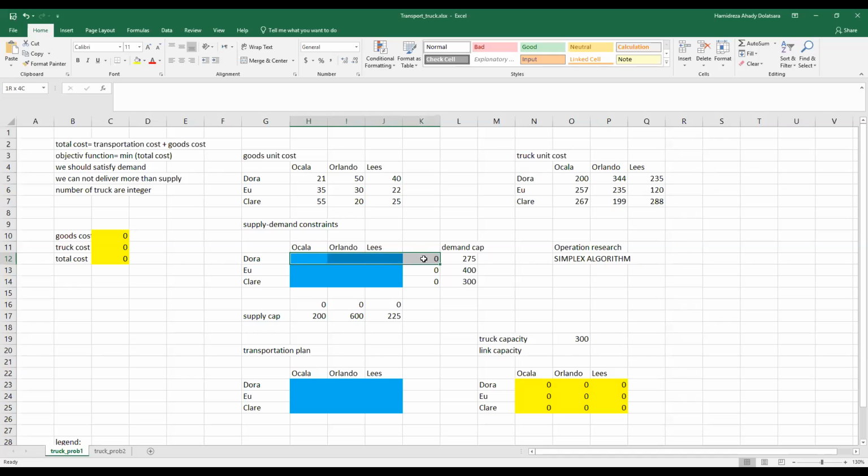So here I just sum up everything that goes to the customer to check against the demand in each row. And in each column, the summation should be less than my supply cap. So basically the row sum and column sum are for checking the logical constraints. Anyone have questions? I'll just wait one minute if you have any questions.